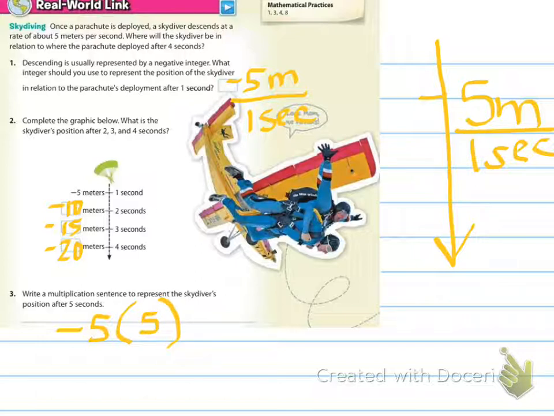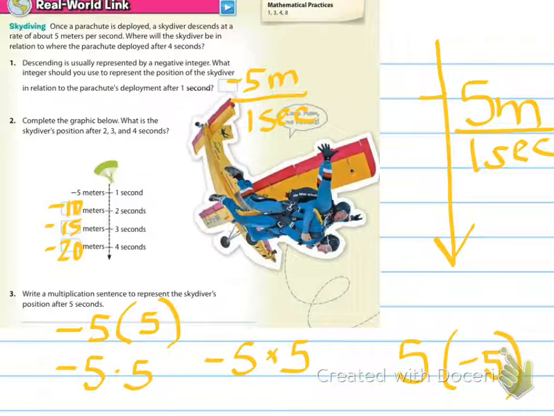And I put the parentheses. You can write it as negative 5 times 5, or 5 times negative 5, it's all the same. Just make sure that with the parentheses you understand this is multiplication going on between the two, that it's not going to be 5 minus 5. That doesn't even make any sense, right? All right.